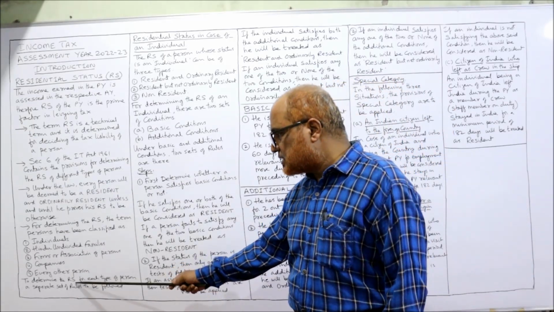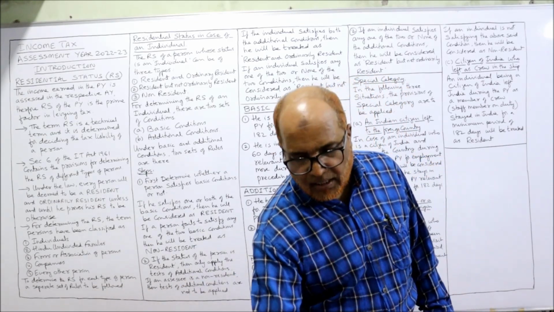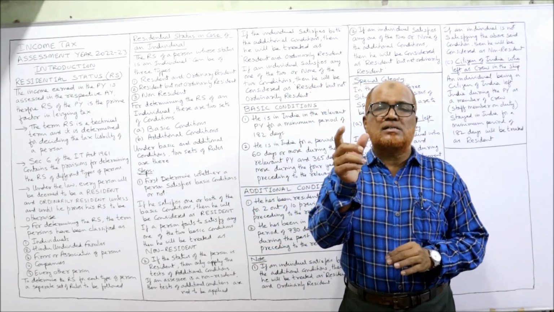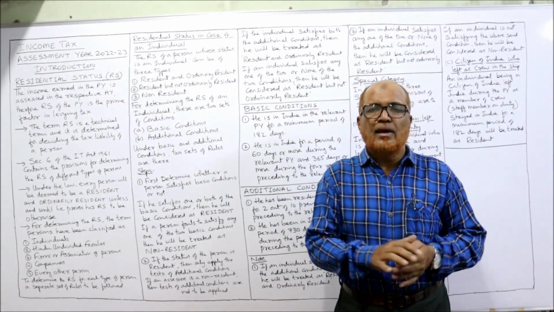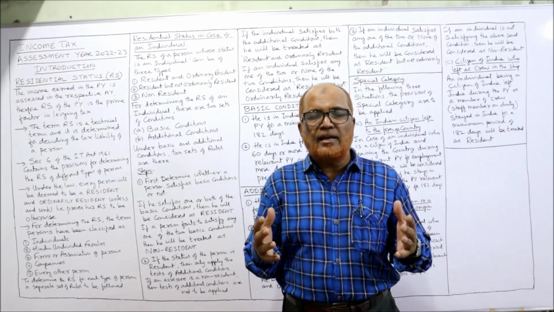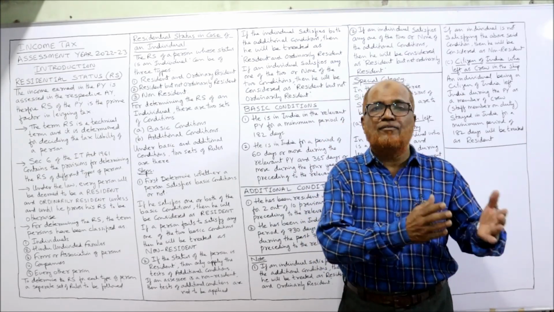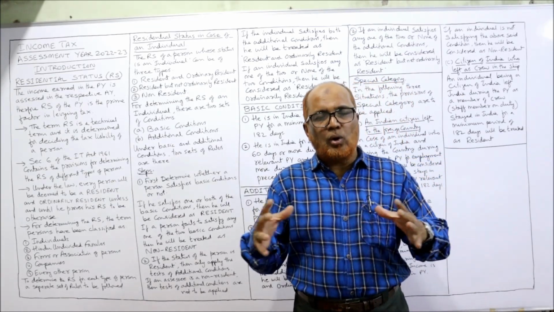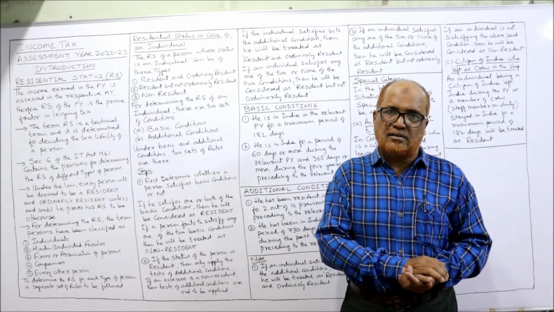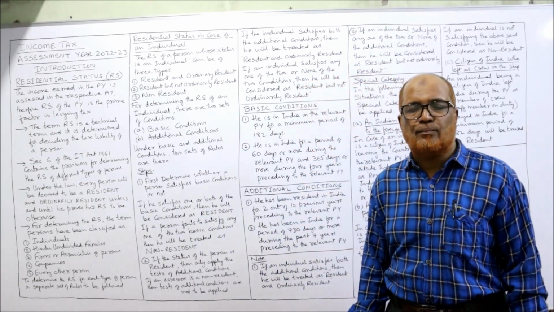Now to determine the residential status for each type of person, a separate set of rules are given by the Income Tax Act. So how to determine the residential status of an individual? A complete set of rules are given by the Income Tax Act. Similarly, how to find out the residential status of HUF? Again, different provisions are given. So all provisions are contained in section 6 of the Income Tax Act 1961, and those provisions I am going to explain to you in detail.